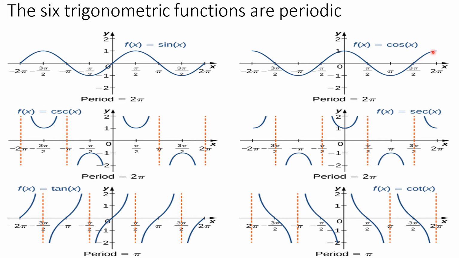The graph of the function y is equal to cos x is a periodic function with period 2 pi, because for every x in the domain of the cosine function, cos x is equal to cos of x plus 2 pi.